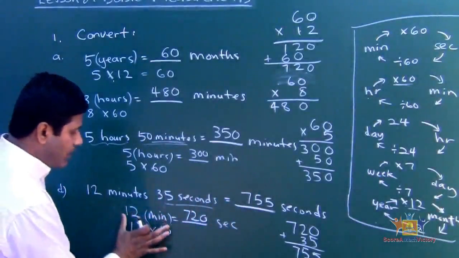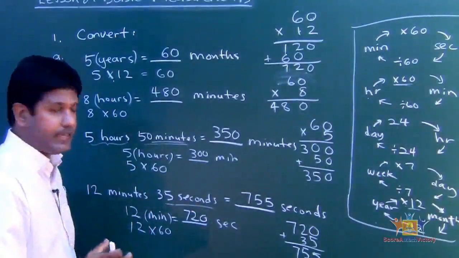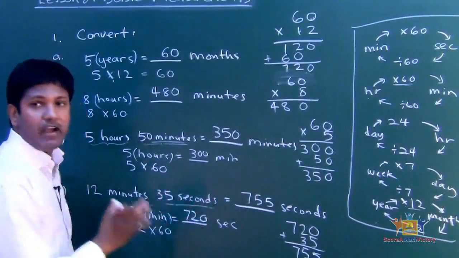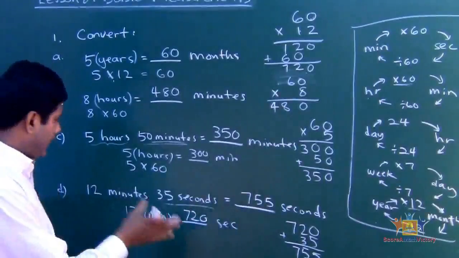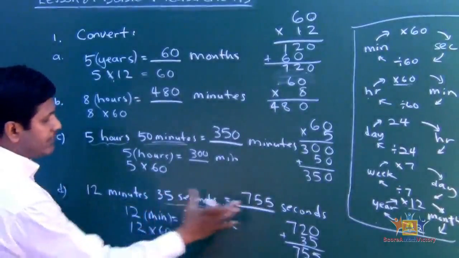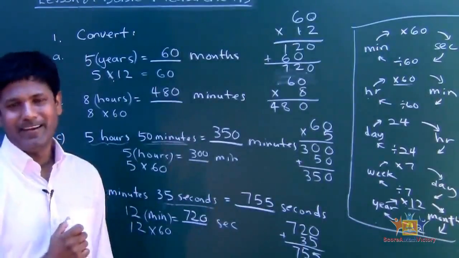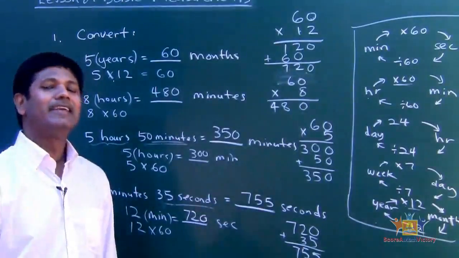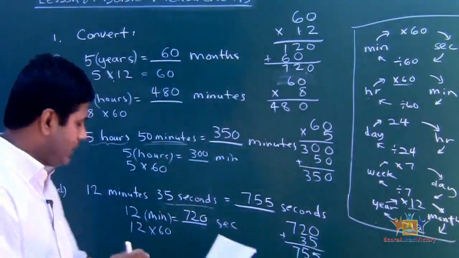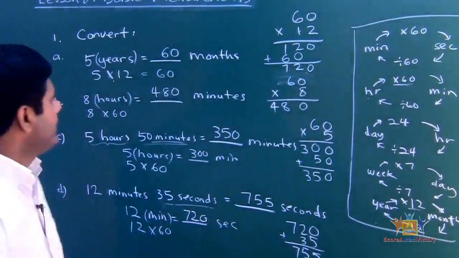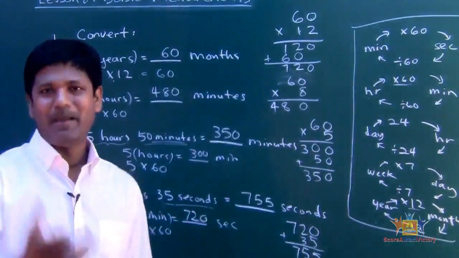Keep in mind, the 12 minutes is the one that gave me 720. Then I have to add the 35 also. So pay attention to that, okay? You convert that and then you add the 35 to give you the total seconds. And I know you got it. Good job. Let's go to the second one. Now let Mr. Mac erase the board and then we'll do the second problem and I'll be back with you.